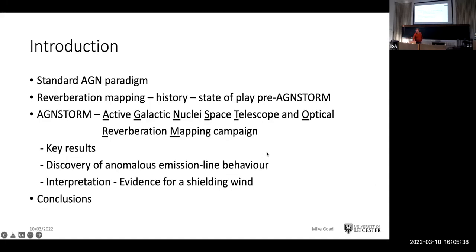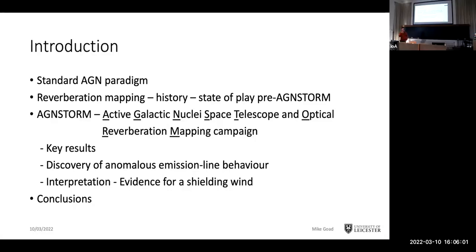A key result of this campaign was the appearance of anomalous behaviour. It's the anomalous behaviour which really made us reconsider the way these things actually work. Okay, you can't see that. And so I'm going to give you an interpretation of this anomalous behaviour.